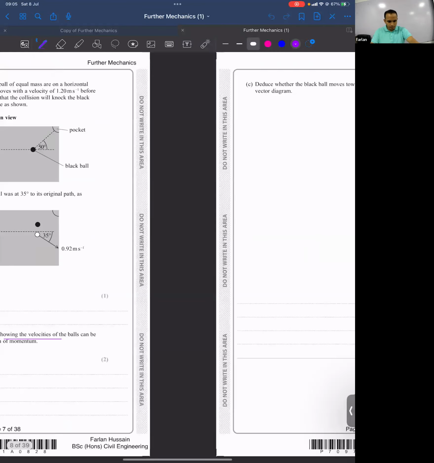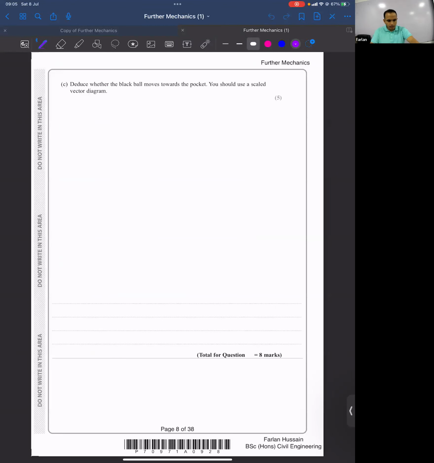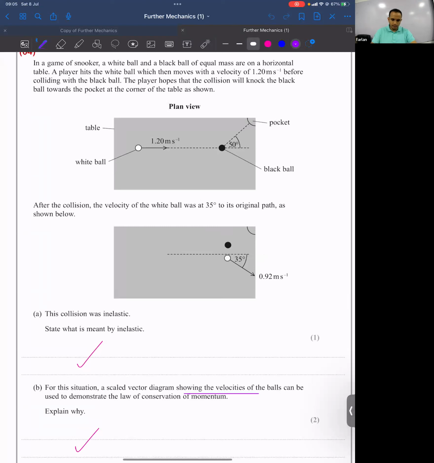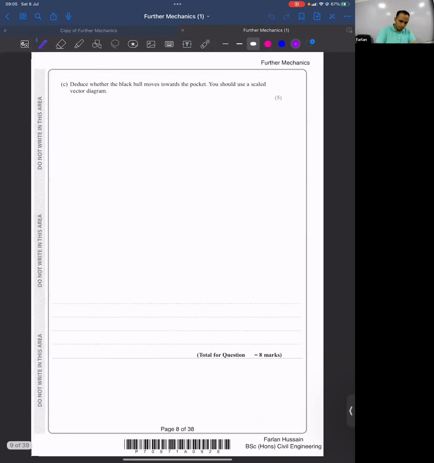Right, so the question, we answered the part A and B. Part C is, deduce whether the black ball moves towards the pocket. You should use a scale vector diagram. Fine. Guys, before the collision, the white ball has a momentum of, if I take its mass as m, m into 1.2, that is 1.2 m. That is the momentum of the entire system before the collision.